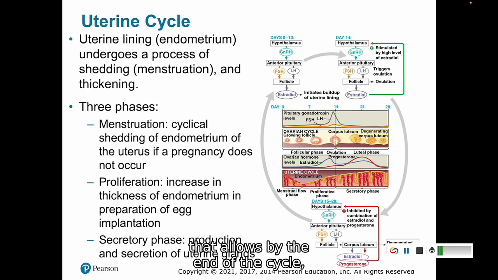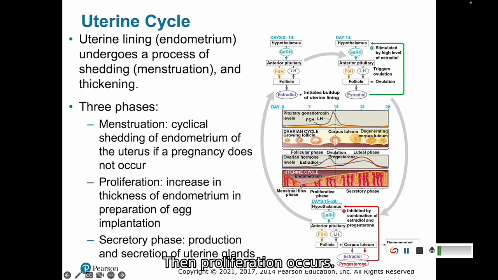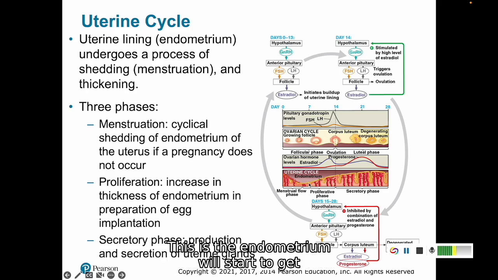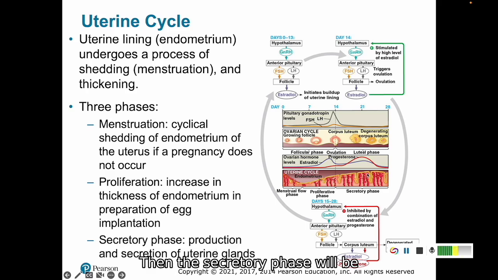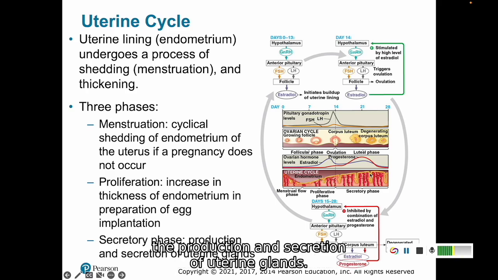That allows, by the end of this cycle, the uterine lining, the endometrium, to be at its thinnest stage through the cycle. Then proliferation occurs. The endometrium will start to get thicker in preparation for an egg to be implanted. And then the secretory phase will be the production and secretion of uterine glands.